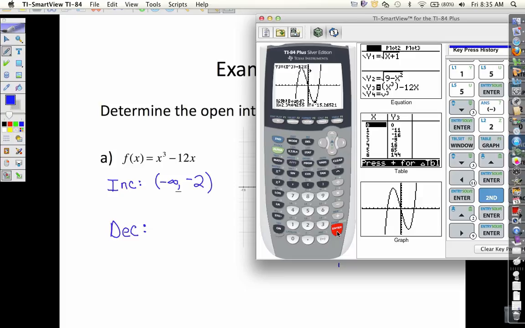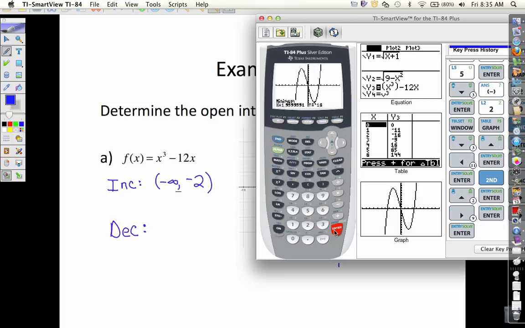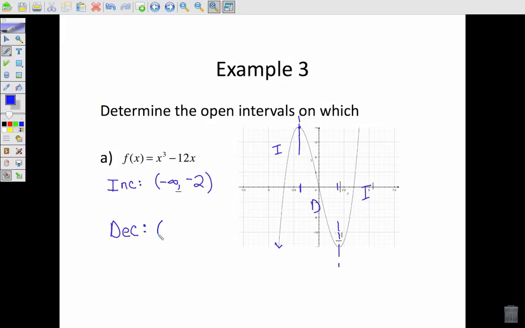Go left bound and then hit enter. You go to the right side. Enter, and the third time is to calculate it. So it looks like 1.999, that is 2. So my graph is decreasing from negative 2 all the way to positive 2, and then it's increasing again from positive 2 to infinity.